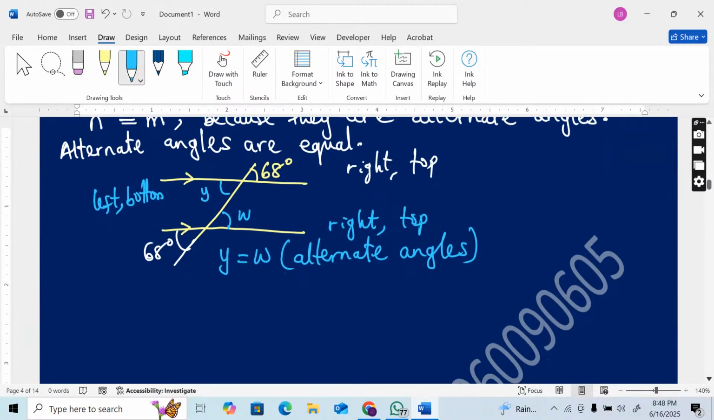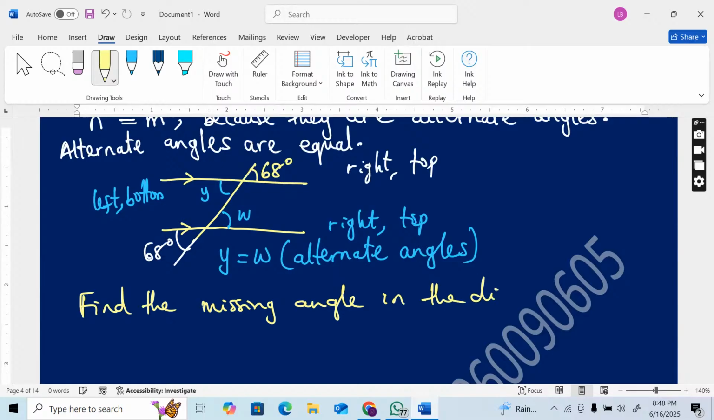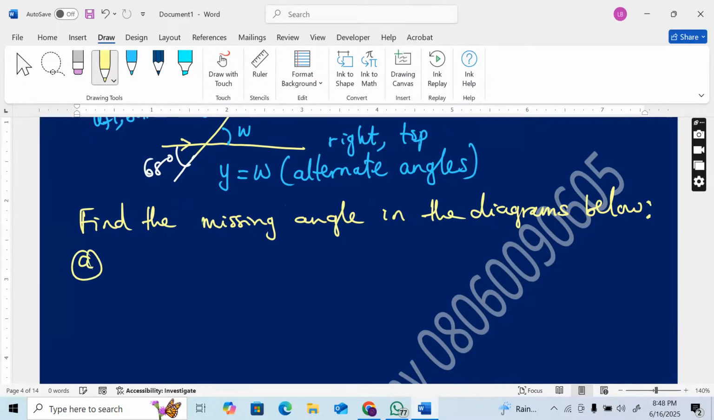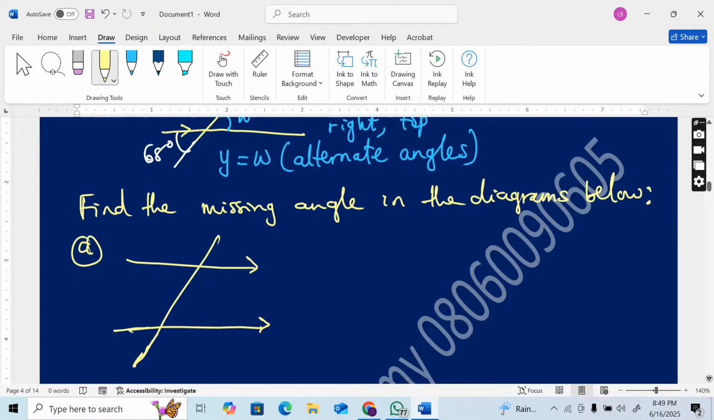Okay, let's now have examples. Find the missing angles in the diagrams below. Okay, this is the first diagram and I'm having my two parallel lines. Those who are listening are those that will actually be the best, and those who are not listening won't be able to meet up, all right? So I ask you to listen attentively in class.